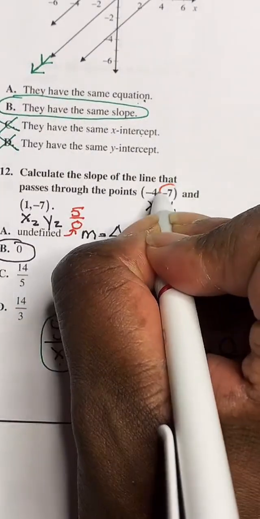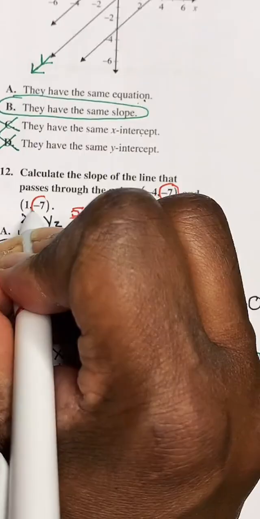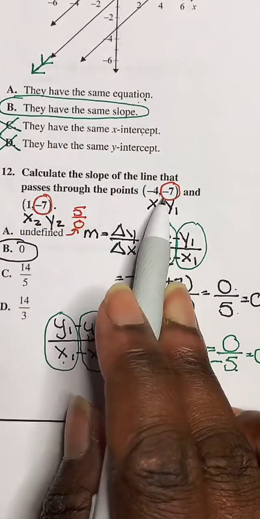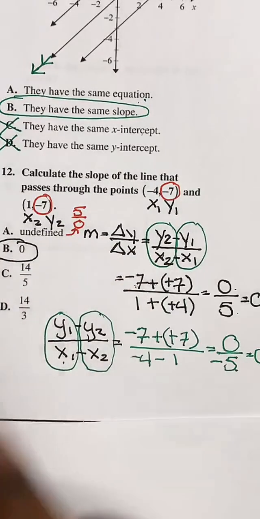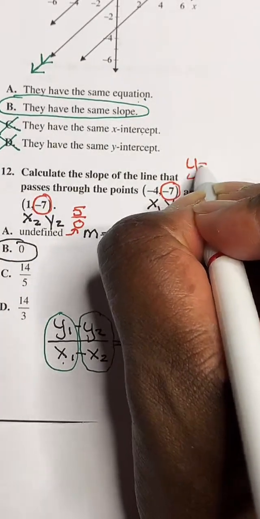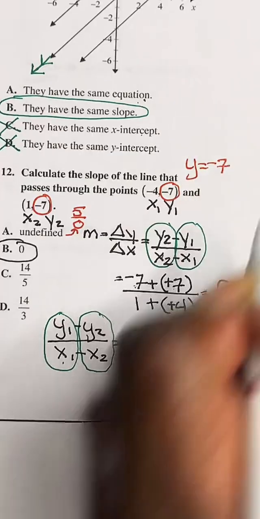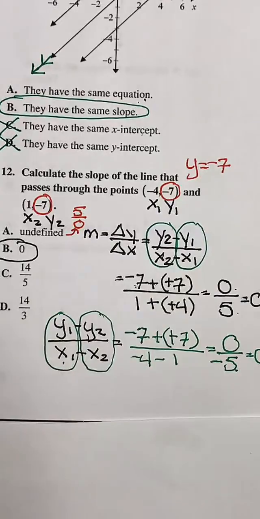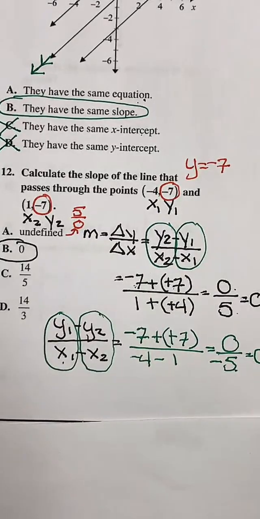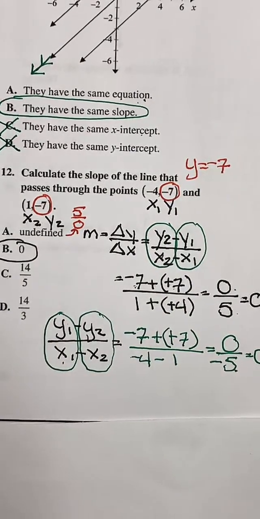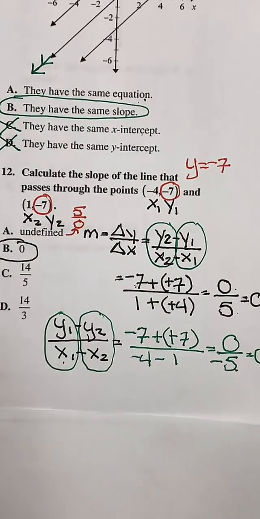All right. So also another quick tip. Notice the y's are exactly the same right from the jump. When your y's repeat, that means it's only going through the y-axis. So your equation of this line is going to be y equals -7 because your y's are repeating. If your x's were repeating, your equation will be x equals whatever the x value is that repeats. All right? Quick tips. Save you some time.